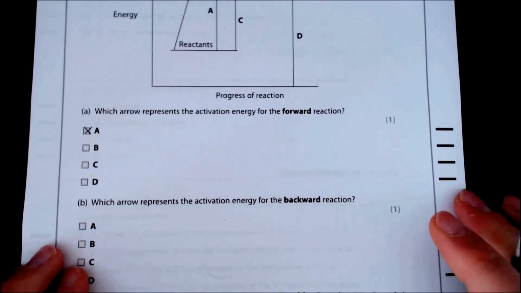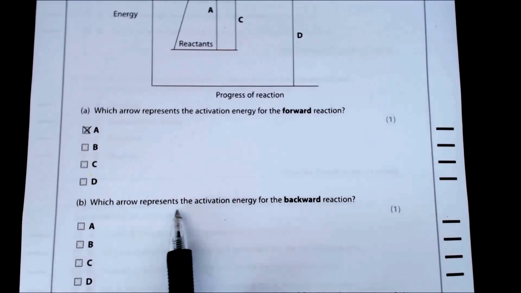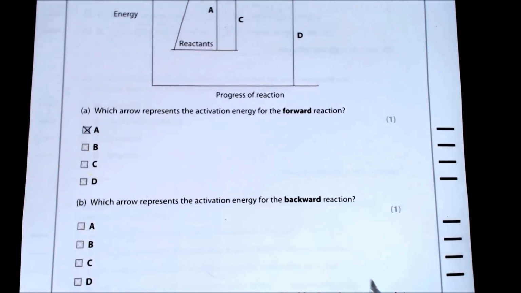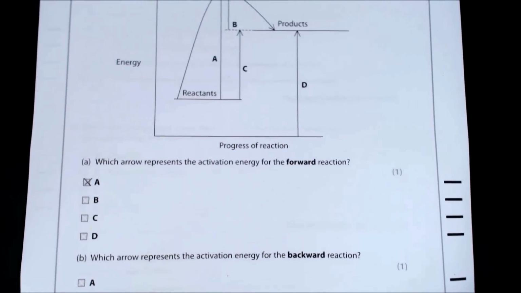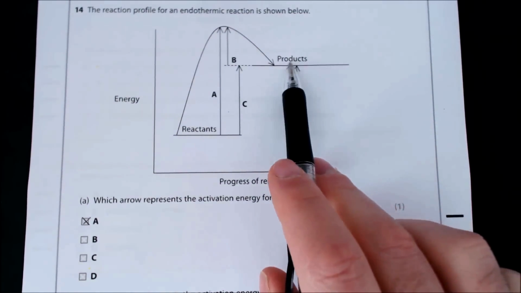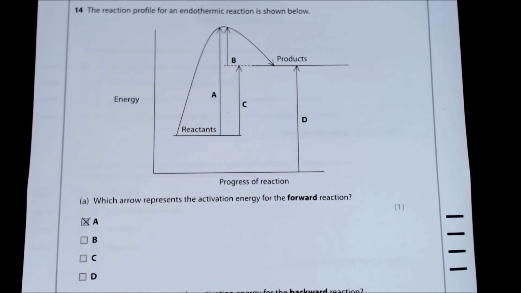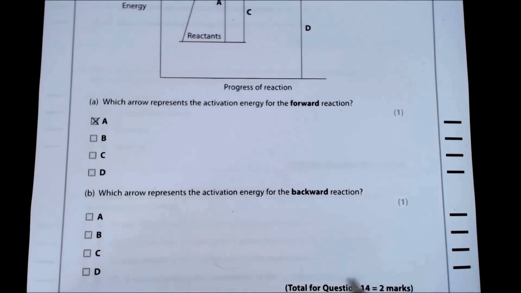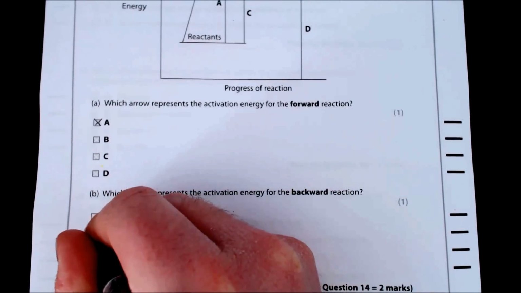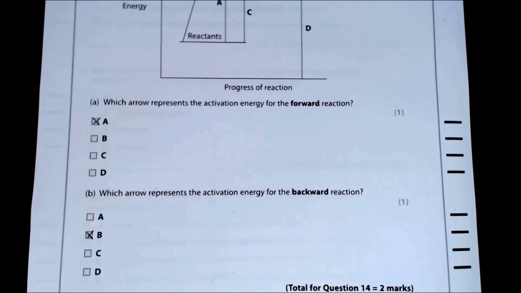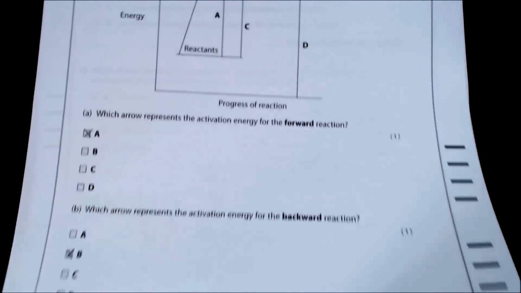And then the next question asks which arrow represents the activation energy for the backward reaction. The backward reaction here is going from products back to reactants, and that's going to be B. It's just the same, just going the other way. Okay, so that one's B. Right, on to the next one.